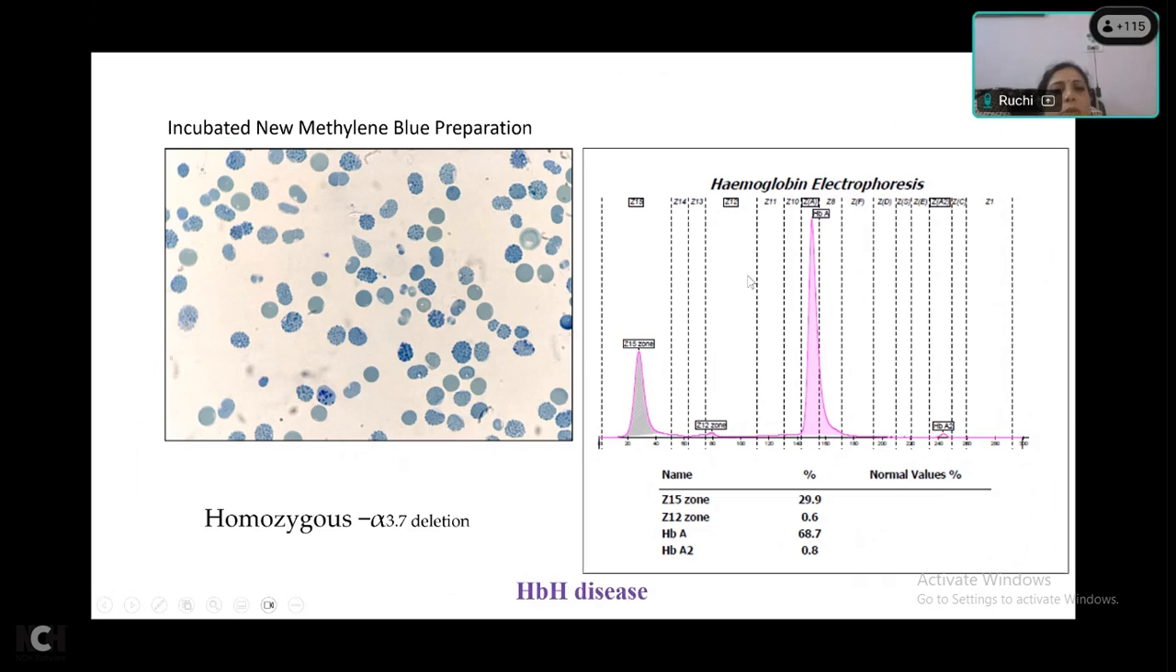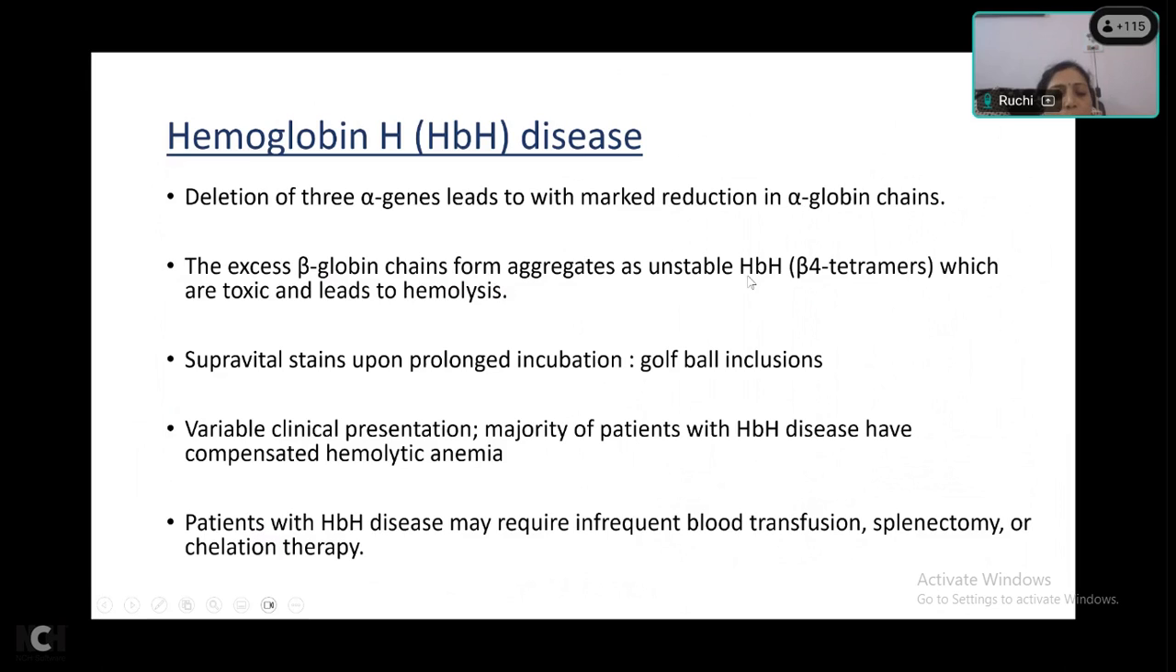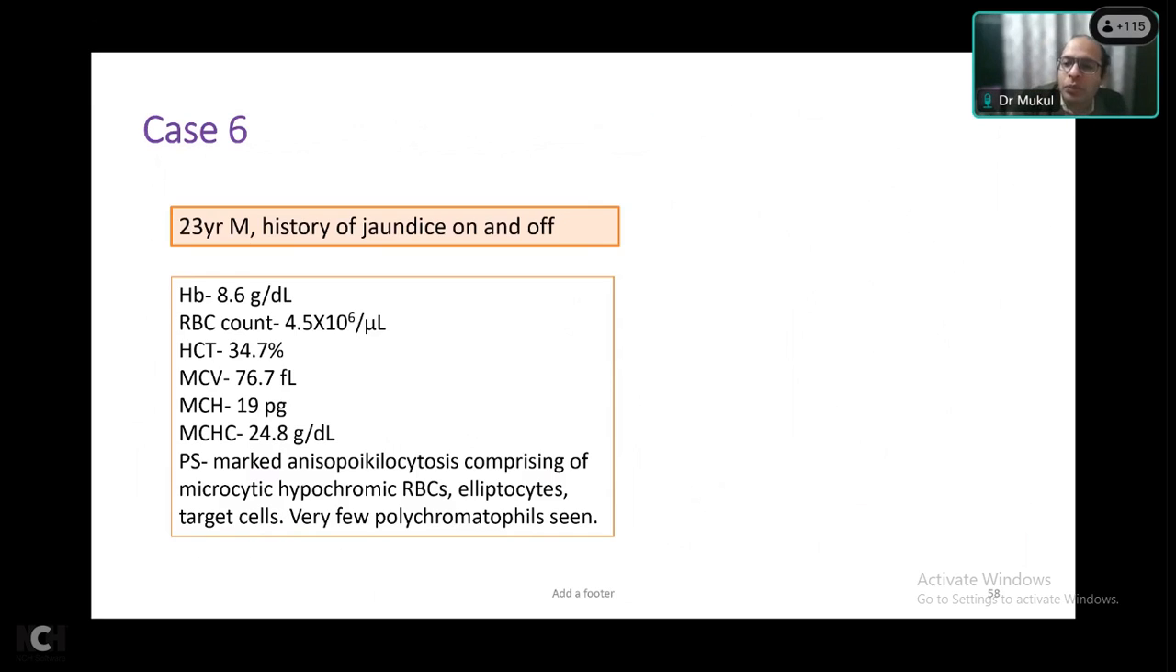Okay, so Dr. Mukul, HbH disease कैसे आता है आपके पास? But this is the classical presentation. So this is a classical presentation which you have discussed. So most commonly it is like this only. Adolescent or young adults, they present with intermittent jaundice, occasionally requiring transfusion. Some of them may have higher transfusion requirements also. Is there any specific treatment for these patients? अभी तो कुछ नहीं है मैम. Transplant. They are transplant dependent.